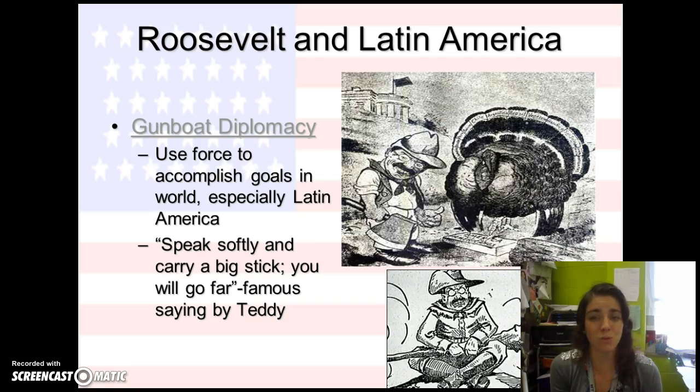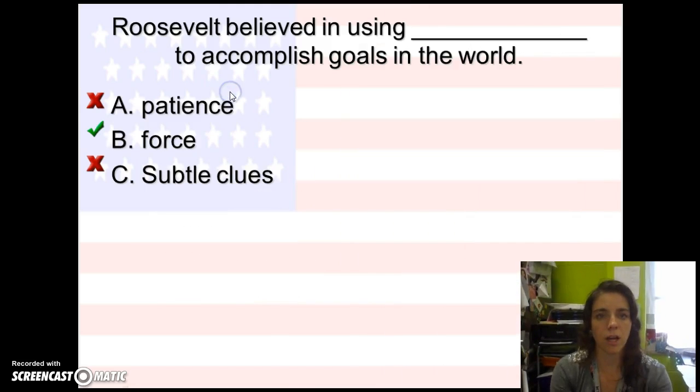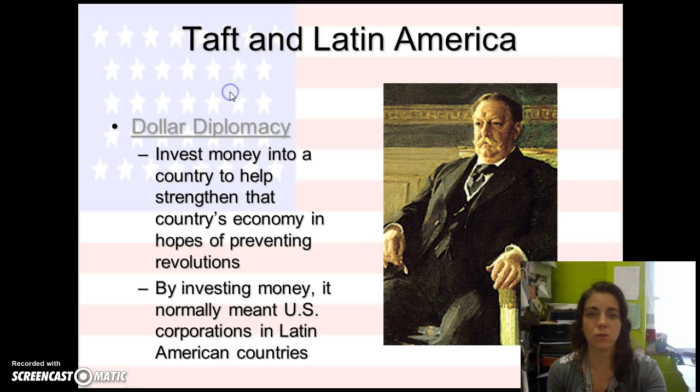So TR is this really nice guy. Look, he's smiling in this picture, but he's about to chop the head off of this turkey. And if you can see in the turkey's feathers, it's got the South American and Latin American countries on them. So, speak softly and carry a big stick. It's TR. And so he believed in using force.